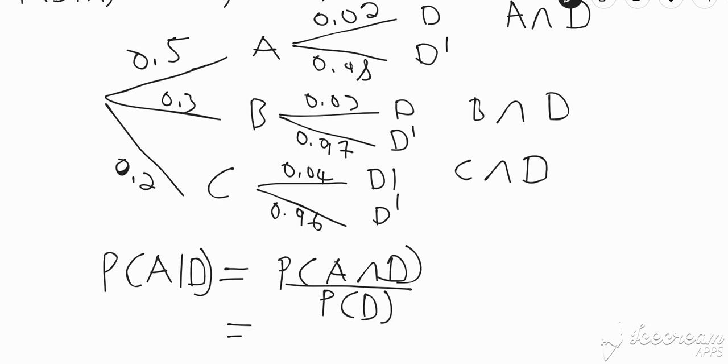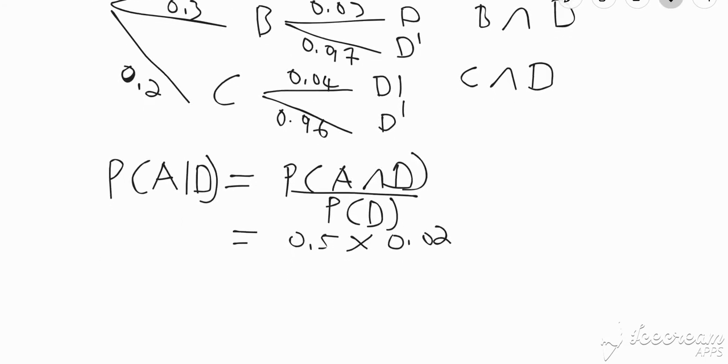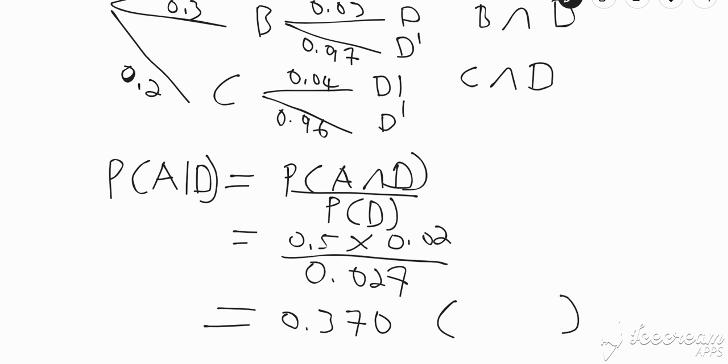Now machine A and defective, looking at the tree, we also would have found this already. The probability of A and defective would be 0.5 times 0.02. We found the probability of defective just now to be 0.027. So all of this goes over 0.027. So this breaks down to give me 0.370, and this is to 3 decimal places. Good. So we actually rounded this off.